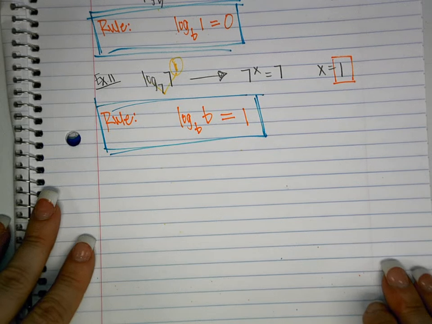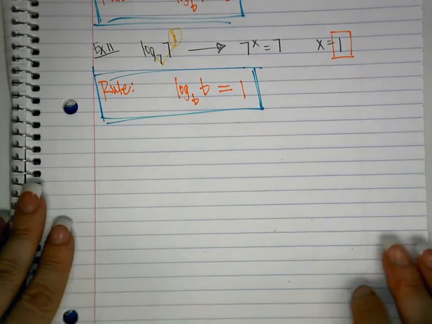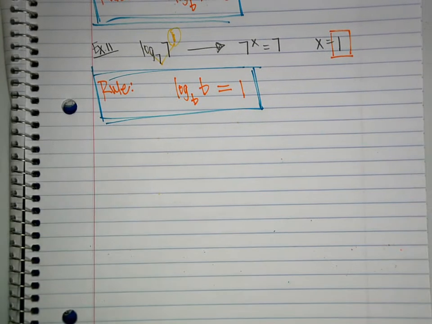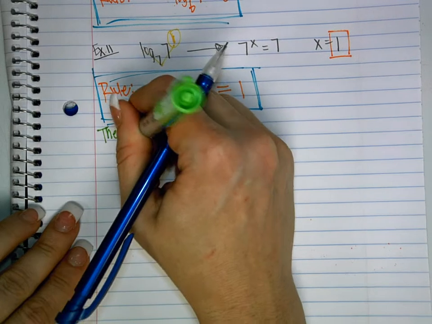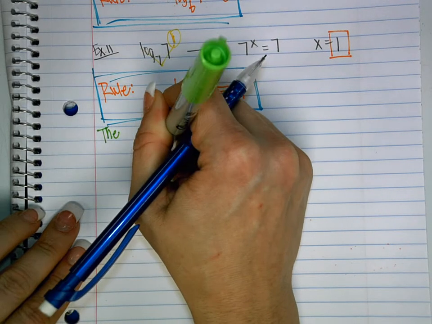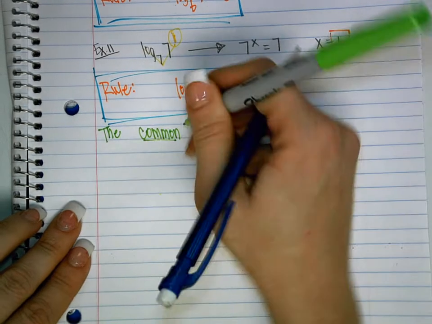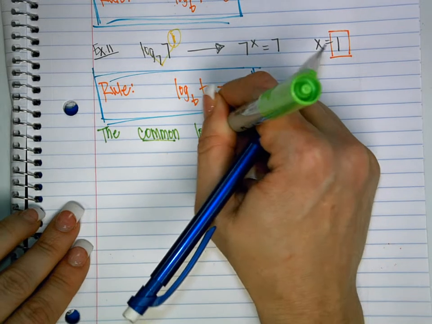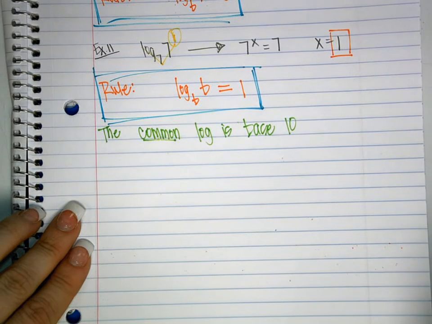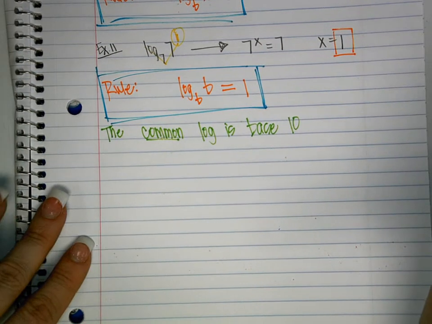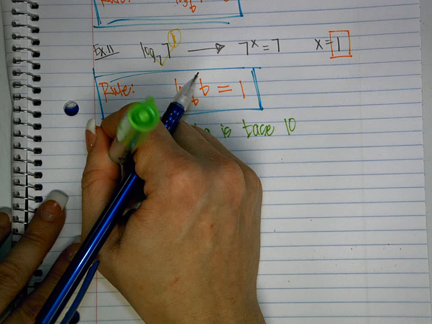Okay, yesterday we went over one special kind of log, something called the common log. The common log is base what? 10. Base 10. Today, we're going to learn a different kind of log, something called the natural log.